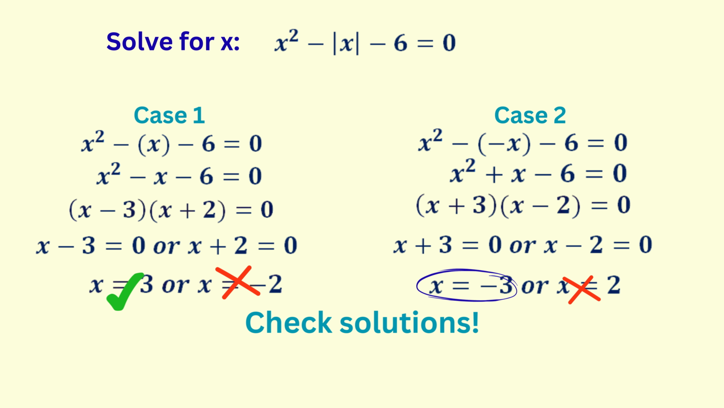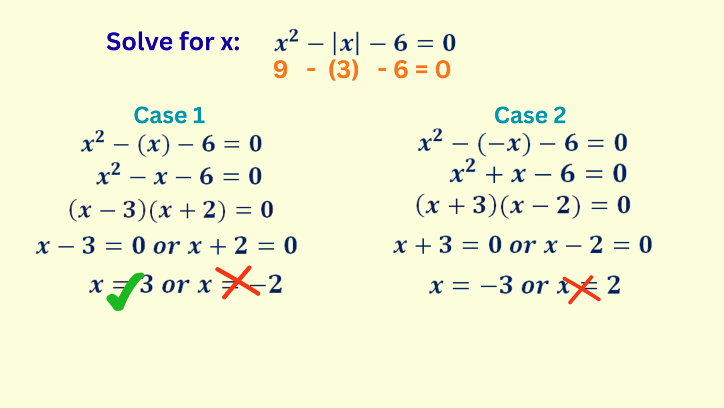Let's check -3. We end up with 9 minus the absolute value of -3, which is 3, minus 6, which gives us 0. So the other solution is -3. Only 2 of the possible 4 solutions are valid. This is why it's always important to check them.